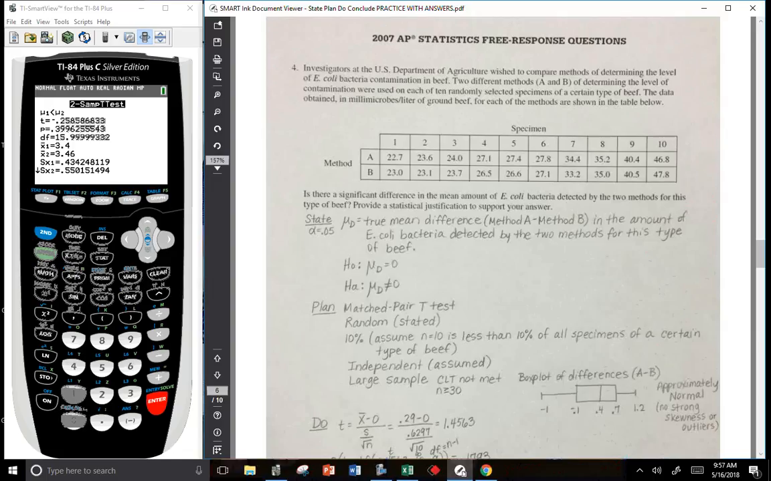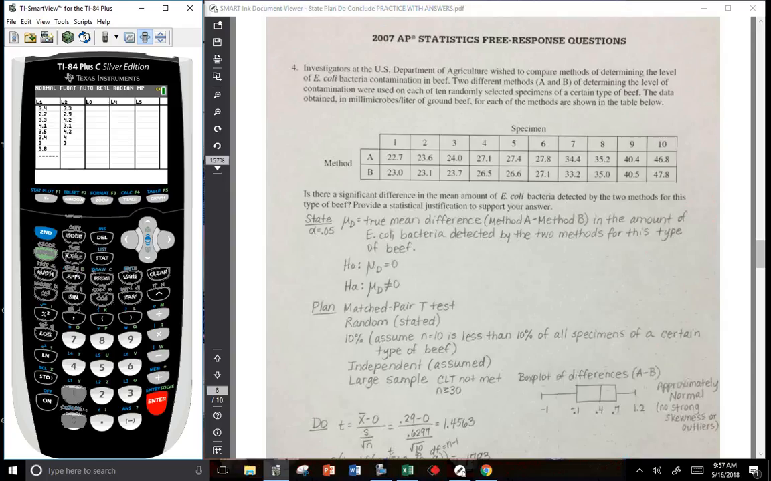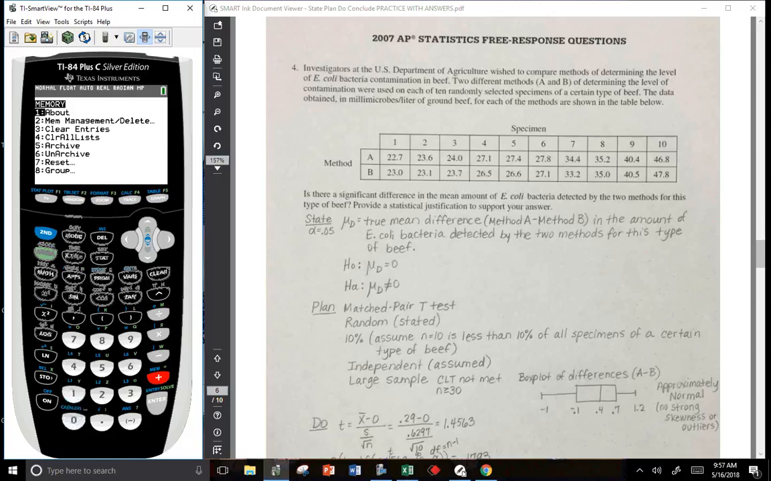Wait, how did you get the L1 minus? Arrow, you have to arrow up to L3. You have to do second 1 minus second 2 and then press enter. But guys, now you have to remember everything we're doing, we need to do it on L3. Do we have enough data? Nope, because we don't have a sample size of 30, do we? We have a sample size of 10.